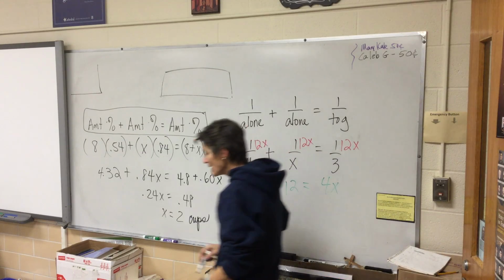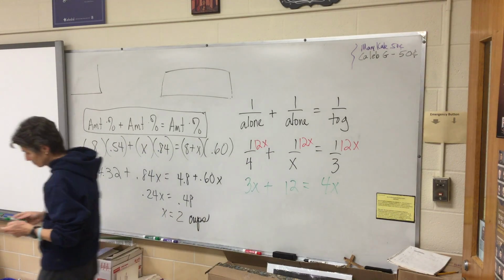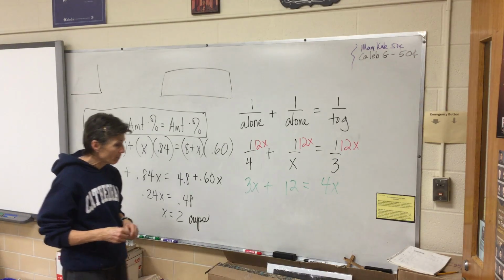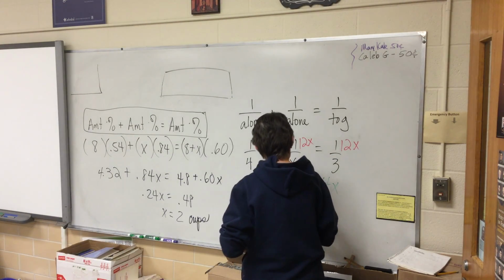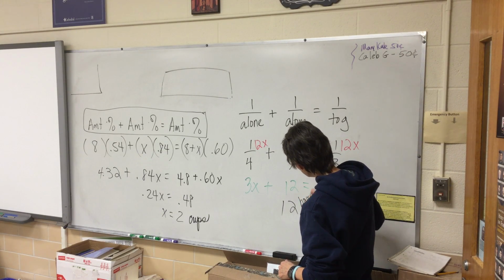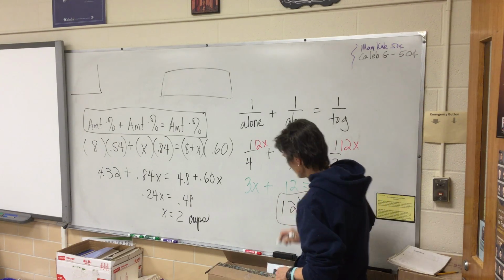So now we have this equation, which you can subtract 3x from both sides. How long does it take Zach alone? Takes him 12 hours.